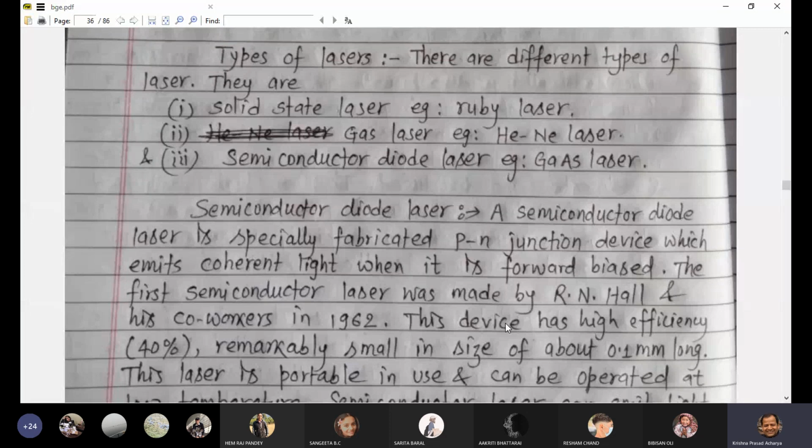you have studied about the different types of laser. You studied about ruby laser and helium neon laser. Ruby laser is the example of solid state laser, and helium neon laser is the example of gas laser. About ruby laser and helium neon laser, you have already studied in class 12 and in first year also. Another type of laser is the semiconductor diode laser, and its example is the gallium arsenide laser.